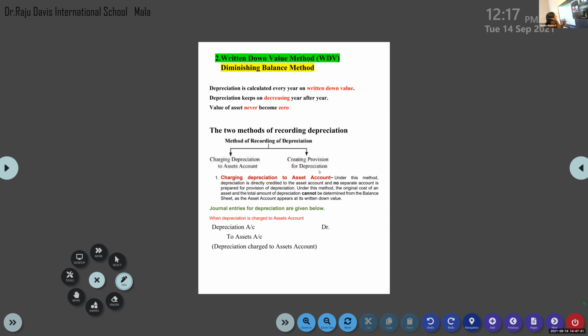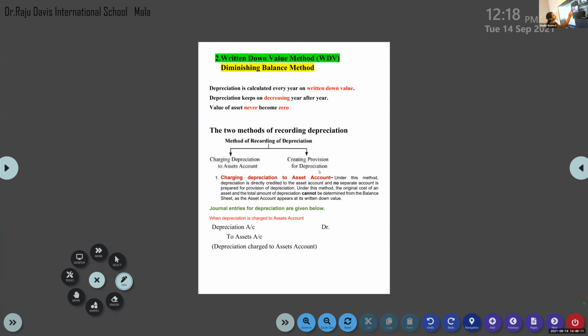Okay, coming to depreciation. Depreciation is an expense. So where do you write this expense? We will write this in the profit and loss account. I told you, in order to find out the profit, income minus expense should be done. Depreciation is an expense, so we will be writing that in the profit and loss account.